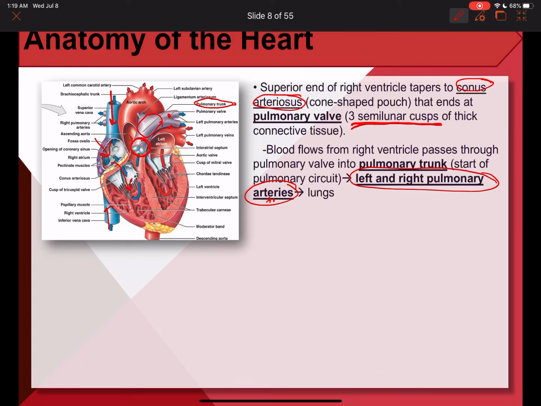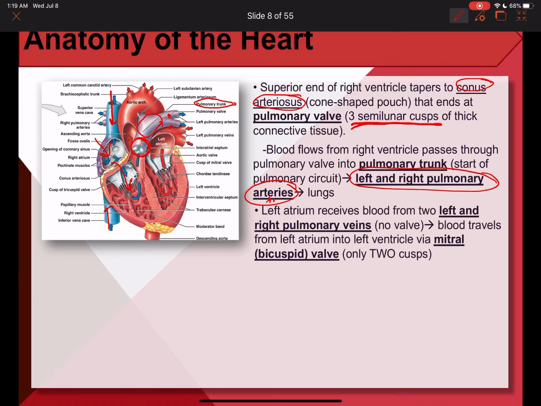And why we have both left and right pulmonary arteries is because they have to carry blood toward both the left and right side of the lungs. We do have two sides of the lungs, okay? So that's why it branches out into this format there, okay?